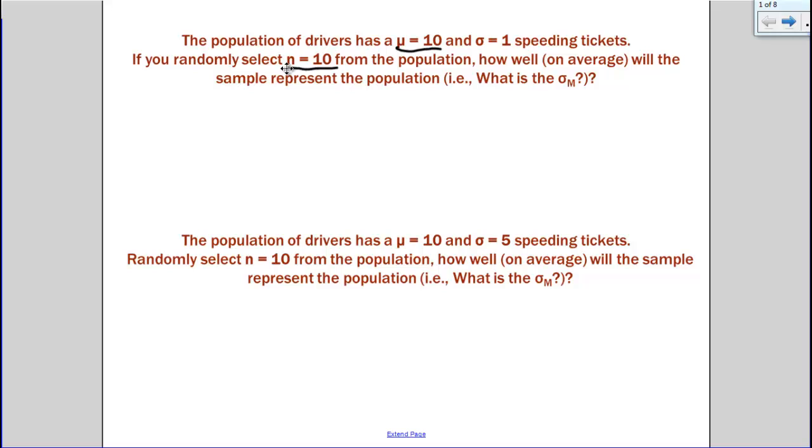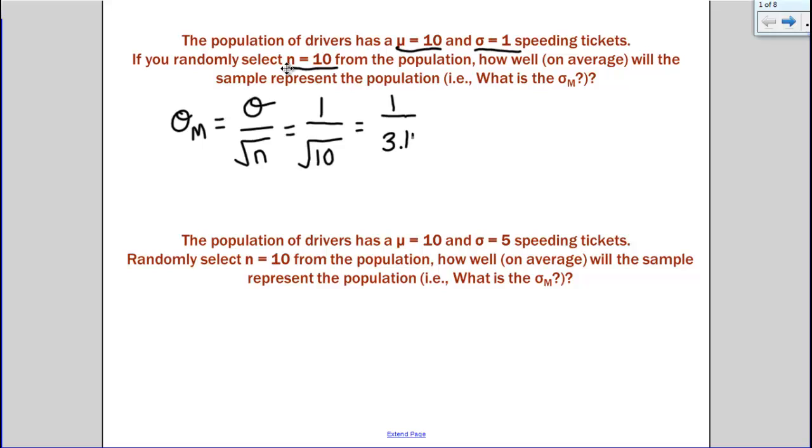Okay, so let's calculate the standard error using the standard error formula. So the standard error is equal to the standard deviation divided by the square root of the sample size. Well, in this case, the standard deviation is 1 and our sample size is 10. So let's go ahead and solve for the square root first. We end up with 1 divided by the square root of 10 is 3.162. And 1 divided by 3.162 is equal to 0.316. That is our standard error.